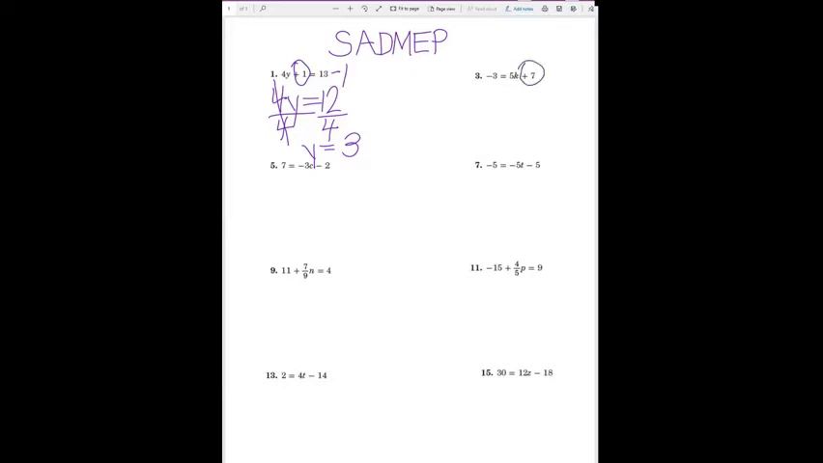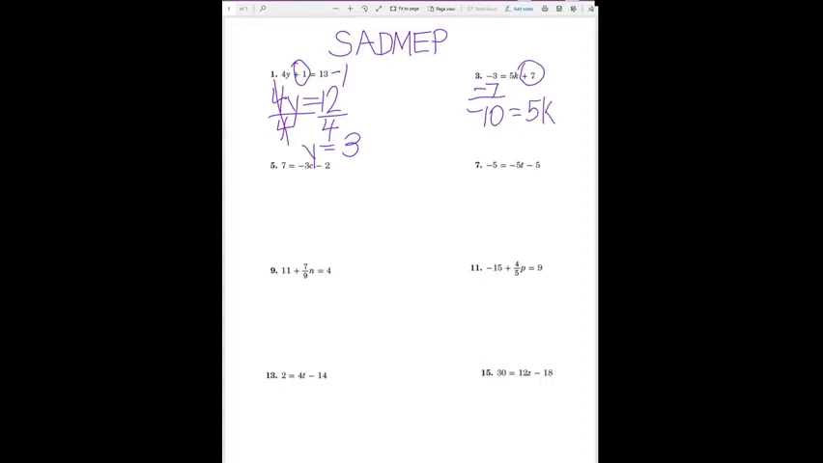Circle plus 7. When you move the plus 7 to the other side, it's going to change to the opposite. The opposite of plus 7 is minus 7. Now we're going to do negative 3 minus 7, and that will give us negative 10. Bring down your equal sign and the 5k.